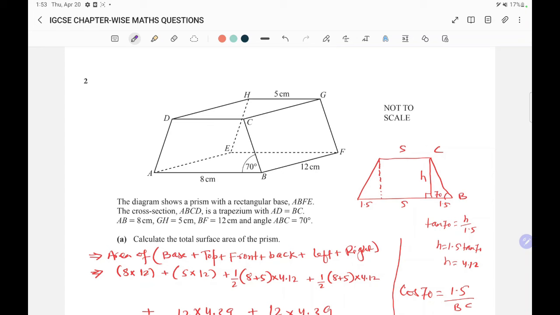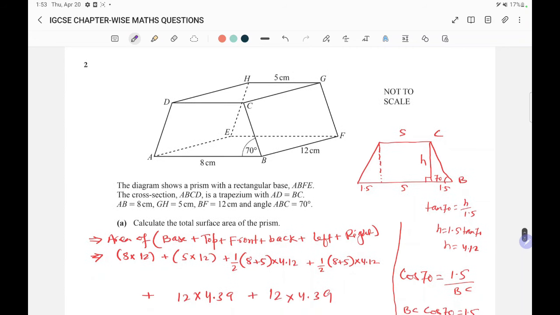Trapezium with AD equals BC and AB. So informations are given. Find the total surface area of the prism. Okay, total surface area of the prism.